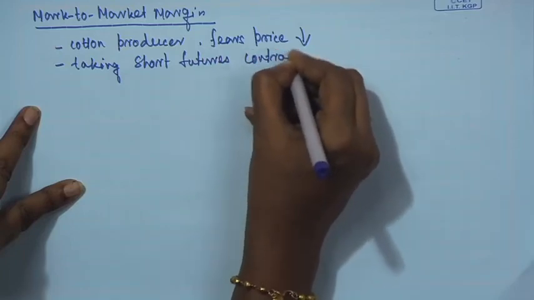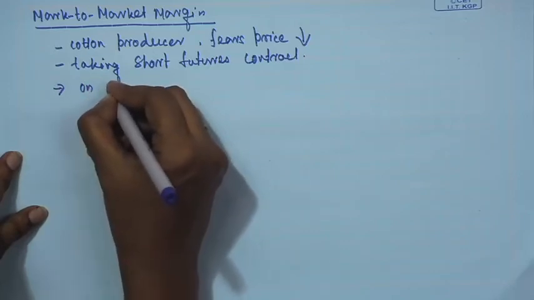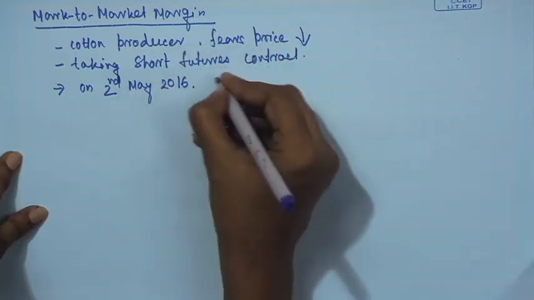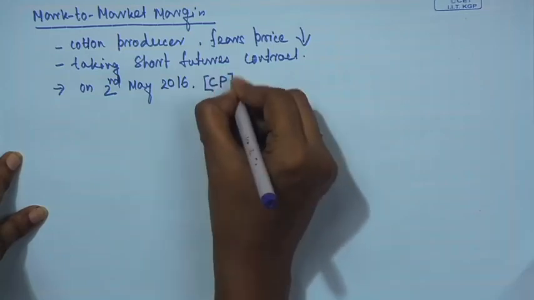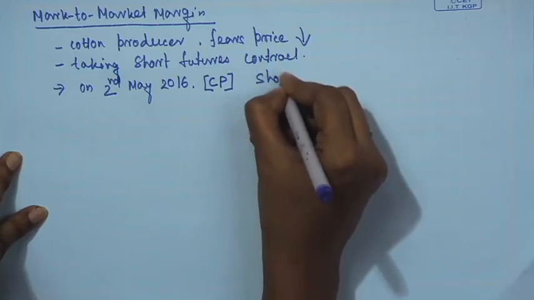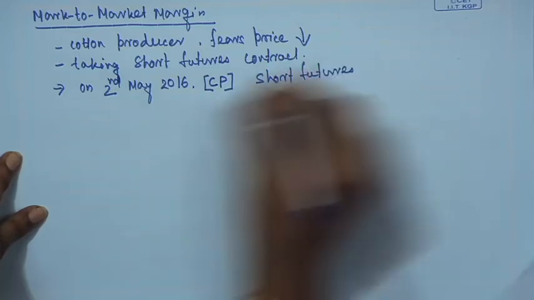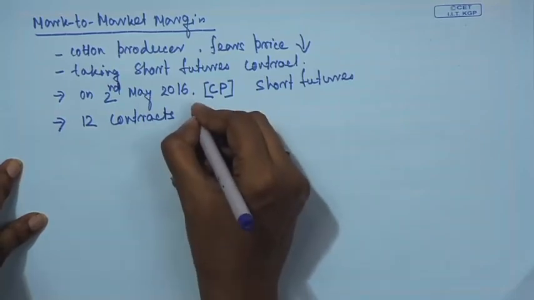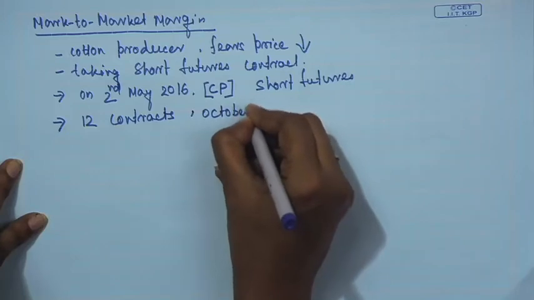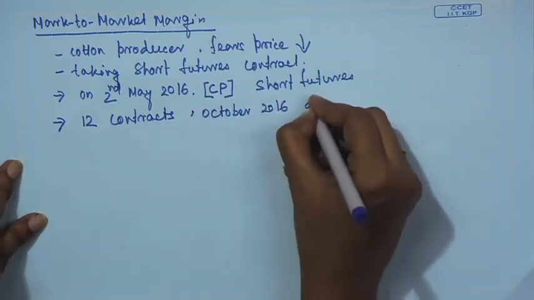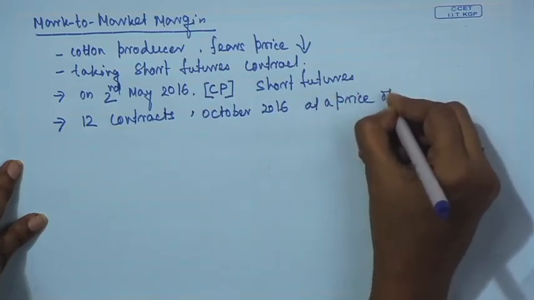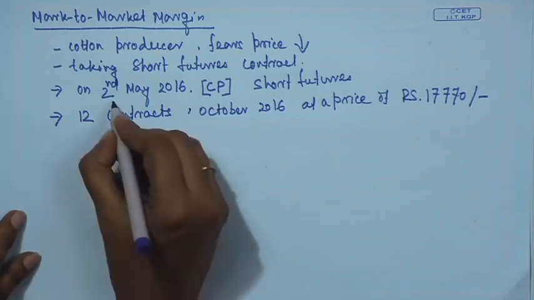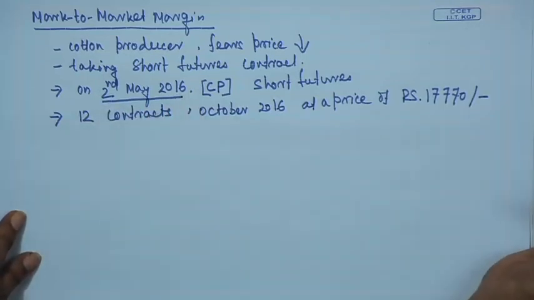Let's say on 2nd May 2016, the cotton producer, let me call him CP, took short futures for 12 contracts for October 2016 delivery at a price of rupees 770 per bale. This transaction was undertaken at the commodity exchange on 2nd May 2016.